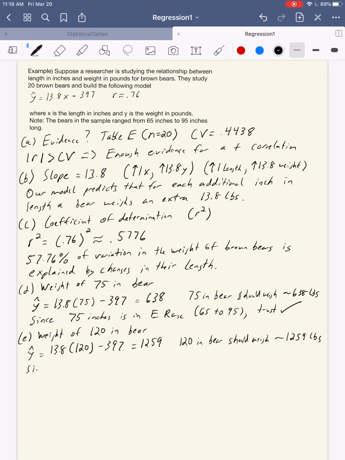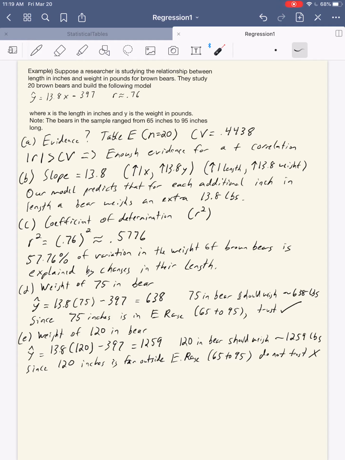Okay, now how do we feel about that prediction? Well, since 120 inches is far outside the explanatory range, right? Remember, we only saw bears up to 95 inches. We do not trust it. While there was nothing mathematically wrong about plugging into our model, we don't really trust that prediction because we didn't see any bears that were similar to the one that we're trying to make this prediction about, right? The largest bear, according to our information that we studied, was one that was 95 inches.